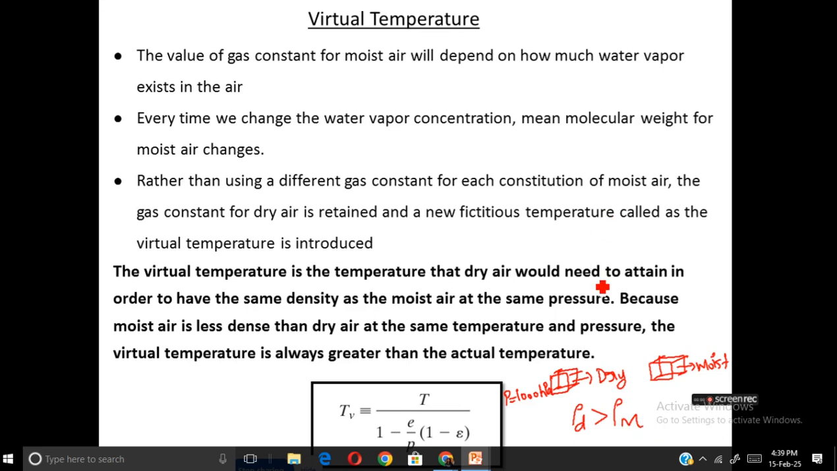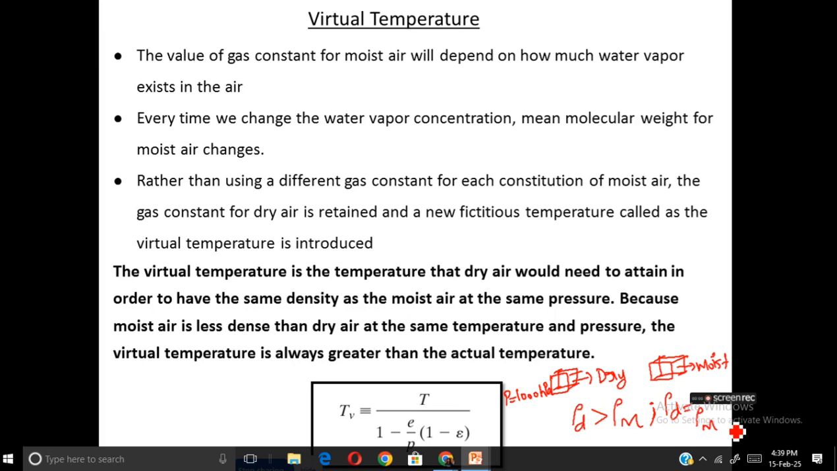So what we want to do is make the density of rho d and rho m similar. We need both to be at the same density. The density value should be the same in both cases. Rho d should be equal to rho m. So in order to make the dry air have the same density as moisture at the same pressure, we basically have to increase the temperature of dry air.